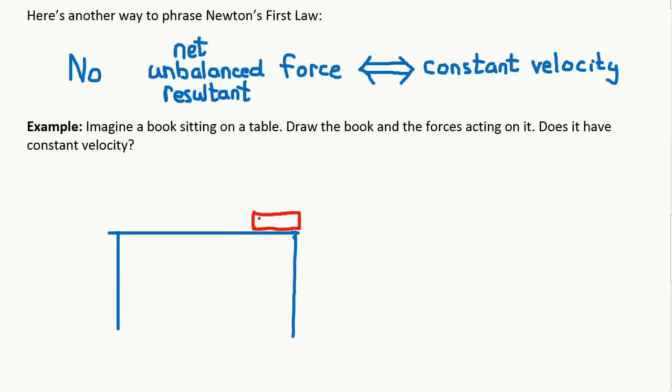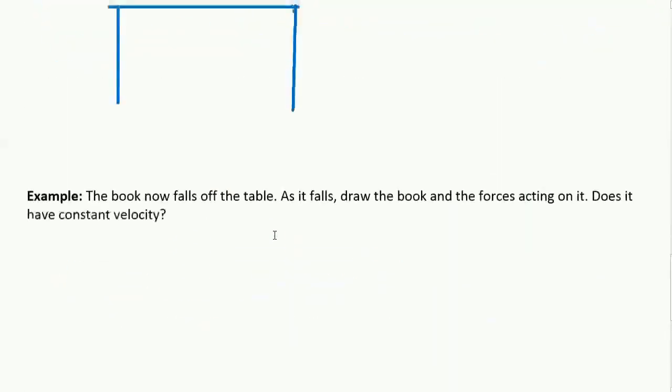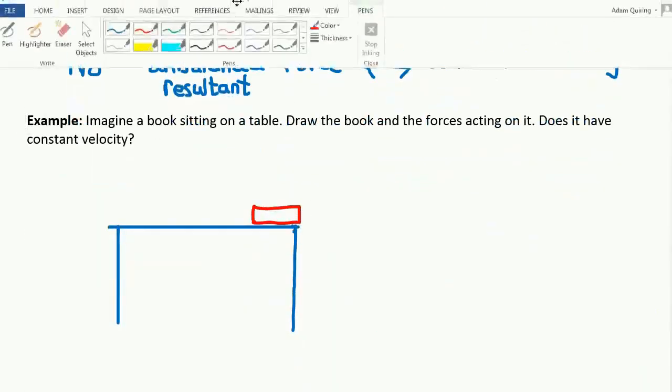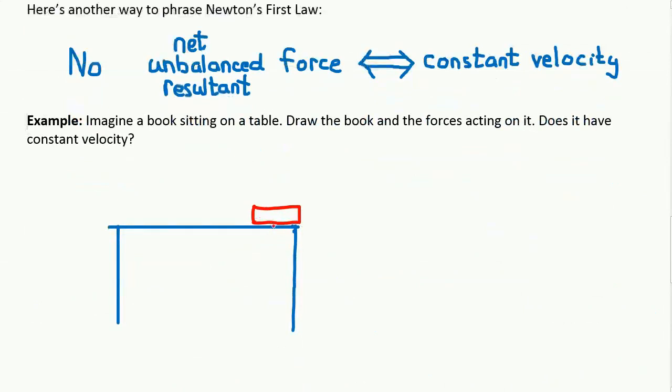Okay, so there's my book sitting on a table. I've done the book in red, the table in blue. That'll become apparent why I've done that later on. And now we're going to draw the forces acting on this book. So what are all the pushes and pulls this book must be feeling? Well, first of all, the book is feeling gravity, pulling it down.